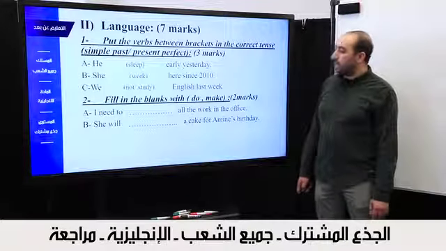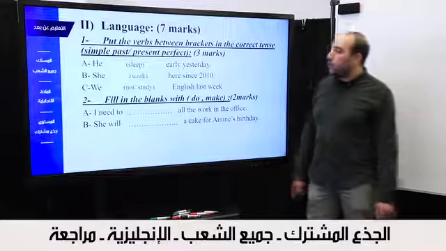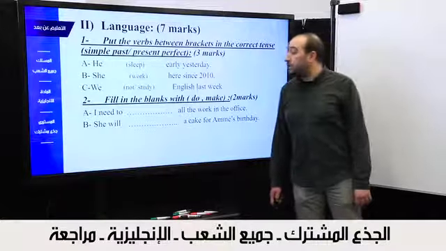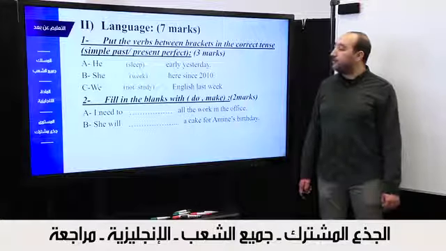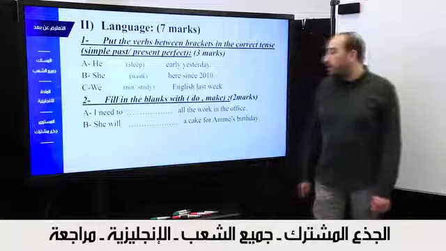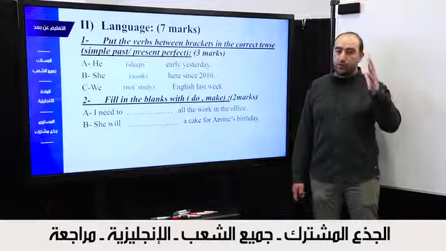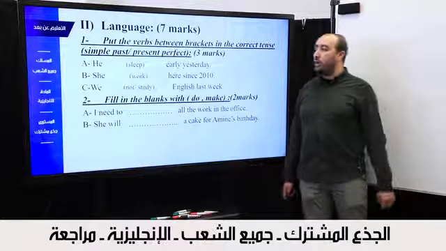So you are going to put the verb between brackets in one of these tenses. He, sleep between brackets, early yesterday. She, work between brackets, here since 2010. We, study, not studied English last week. I'll give you some time to think and come up with the answers.